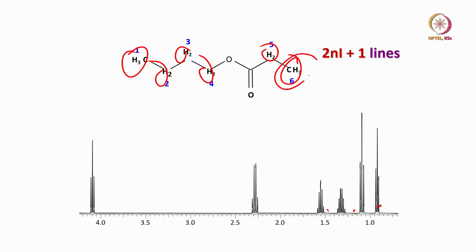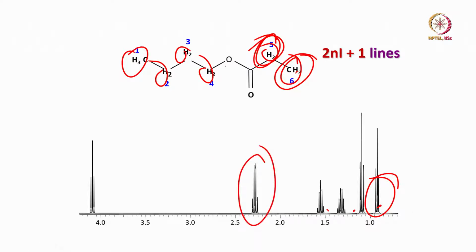Here this CH3 is coupled to this CH2. That has to be a triplet. Okay, this could be 1, let us say. There are 2 CH3 triplets here, which we'll see later. This one is a triplet. And this CH2 has to be a quartet because of the CH3. Where is the quartet here? This is the only quartet.